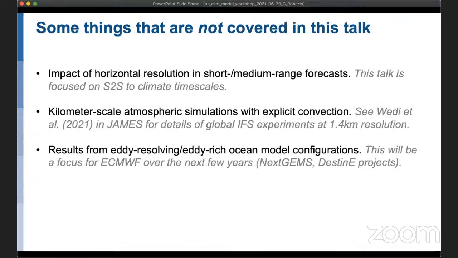I won't discuss explicitly short or medium range coupled NWP. I'm going to focus on the S2S to climate timescales. I won't discuss explicit convection resolving kilometer scale atmospheric simulations, but if you are interested, you should see the recent paper by Niels Wedi and others, which was recently published in JAMES. And I don't have any results from eddy resolving or eddy rich ocean model configurations. This is going to be a focus over the next few years at ECMWF, but we're not quite there yet.